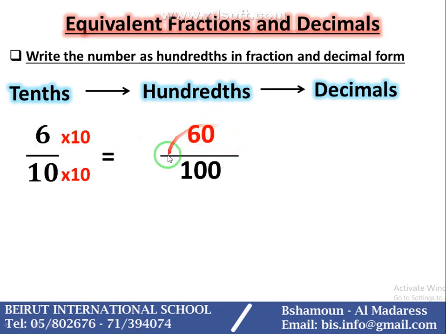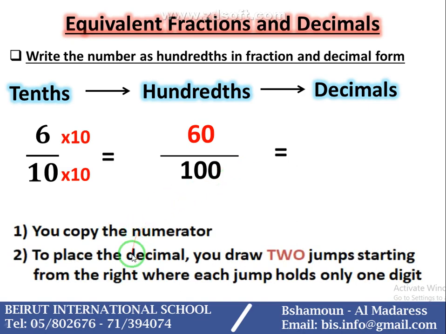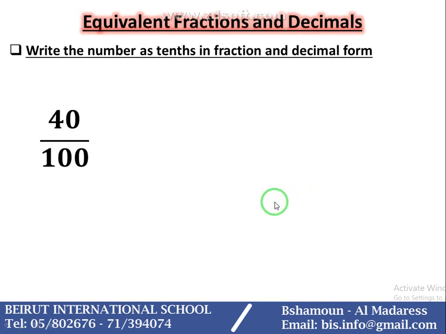Now let's change the fraction 60 out of 100 into a decimal number based on the steps over here. Copy the numerator as it is, which is 60. Starting from the right, draw two jumps. Each jump must hold one digit, and here you go. You place the decimal point, and finally you add a 0 in the space over here so that it won't stay empty.